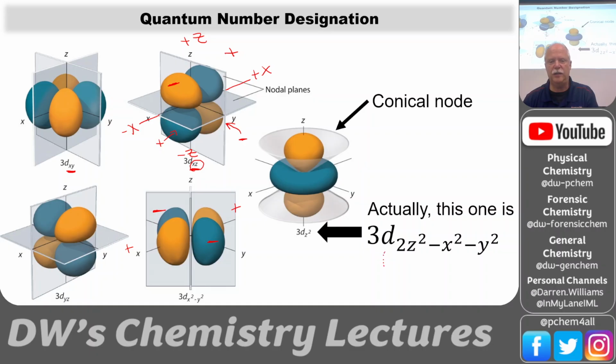And then this one is really strange. They've done a shorthand here in this textbook. They call it z squared, but it's actually 2z squared minus x squared minus y squared. Notice the x squared and y squared have the same sign, so they're both the same color. In this case, z squared is positive on top and bottom, and then minus x squared minus y squared, so this is negative all the way around. There's no node breaking that donut. This is also a very strange node because they're conical nodes.